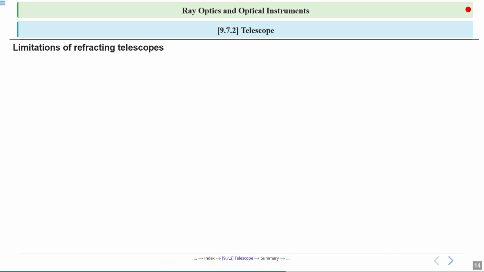There are some limitations of refracting type telescopes. First, let's talk about chromatic aberration. This occurs when different colors of light focus at different points, leading to a blurred image. It's a significant issue in refracting telescopes that affects image clarity.